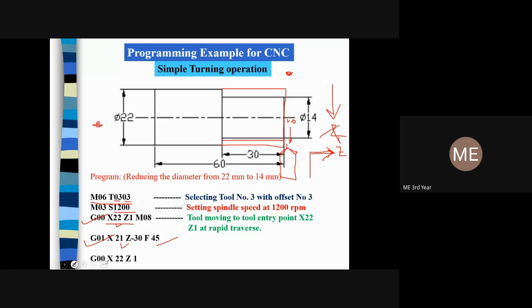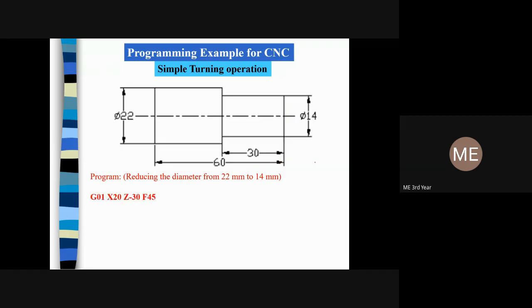Now again, after this operation, the tool will move to its initial position, that is above the surface by 1 millimeter. Z1 means from the outer surface it is 1 millimeter away. So now G01 again, it will be from 21 to 20. Again the same thing, then we will return to its actual position. Then again 20 to 19, like that we have to mention this up to 14. After the 14, again it will come to its original position.